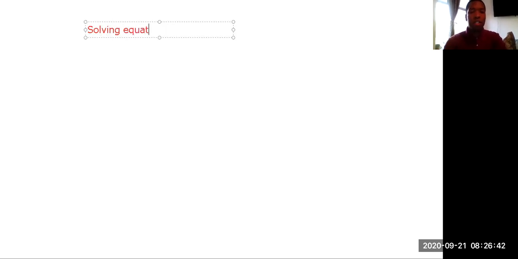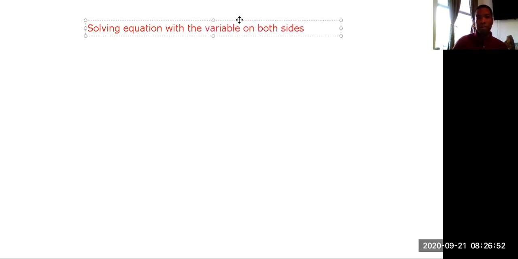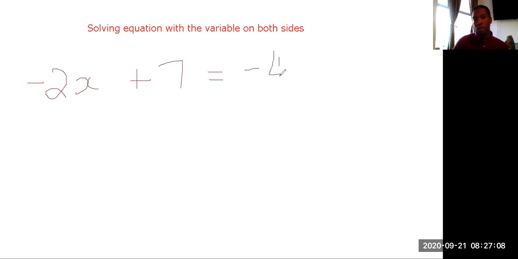So to start out, we're going to look at solving equations with the variable on both sides. That's what we're going to start with. All right. And go ahead and put your answers in the chat as I write it down. So we're going to start with negative 2x plus 7 is equal to negative 4x minus 6.